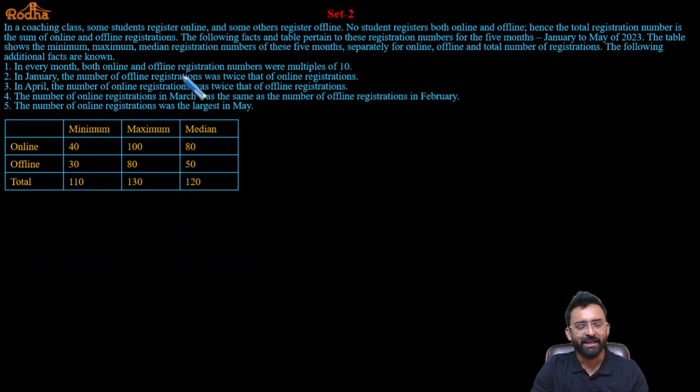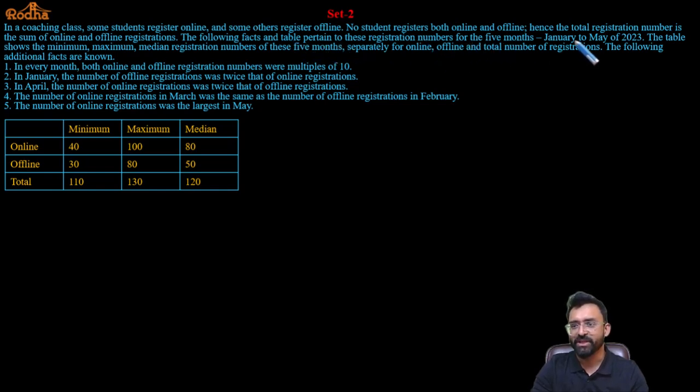This information I'll take to the next page. In a coaching class, some students registered online and some other students registered offline. No student registered both online and offline. Hence, the total registration number is the sum of the online and offline registrations. Fine. The following facts in the table pertain to these registration numbers.